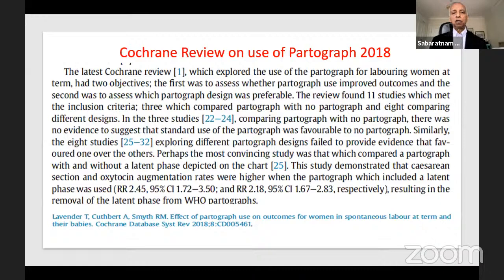Now, they also looked at the latent phase, and they looked at the one partograph without a latent phase, and that demonstrated cesarean section and oxytocin were higher when the partograph included a latent phase. So they wanted the latent phase to be taken out of the partograph, and WHO did that after this Cochrane review.